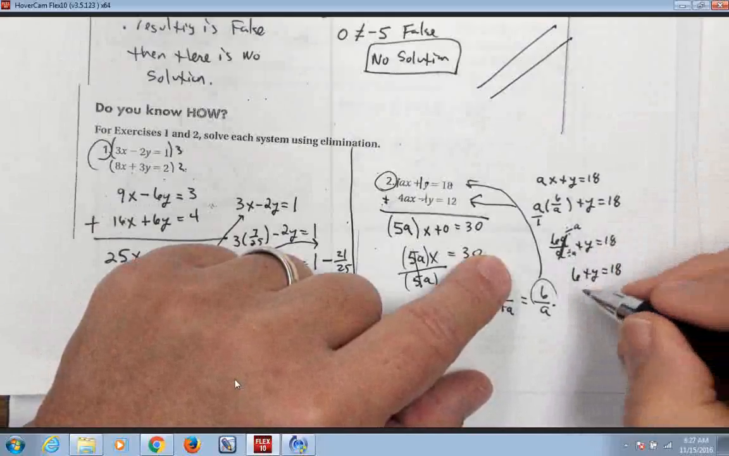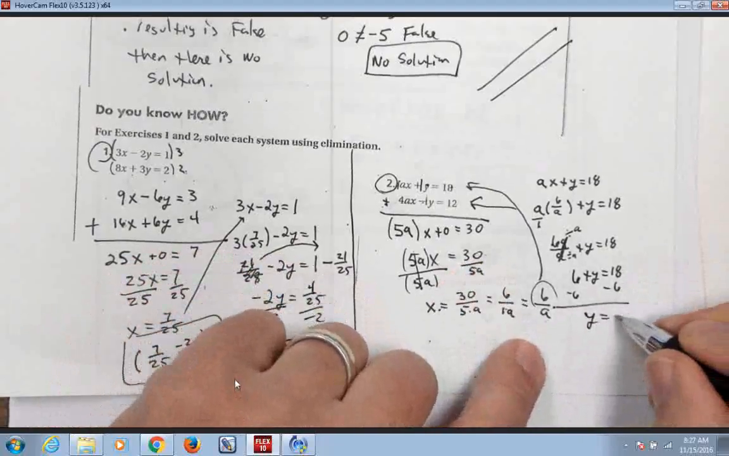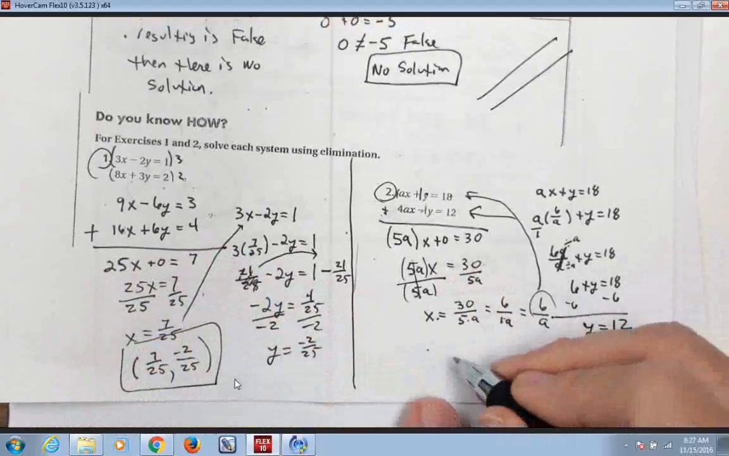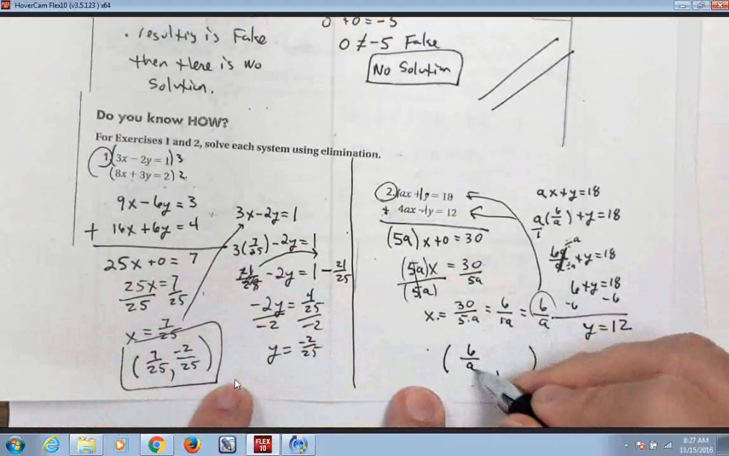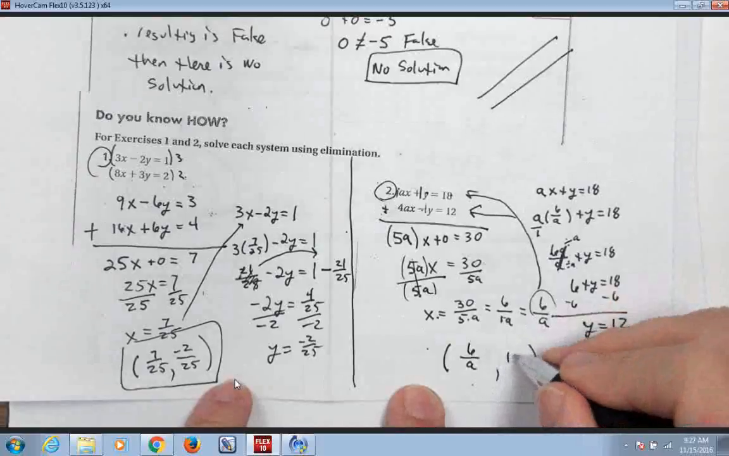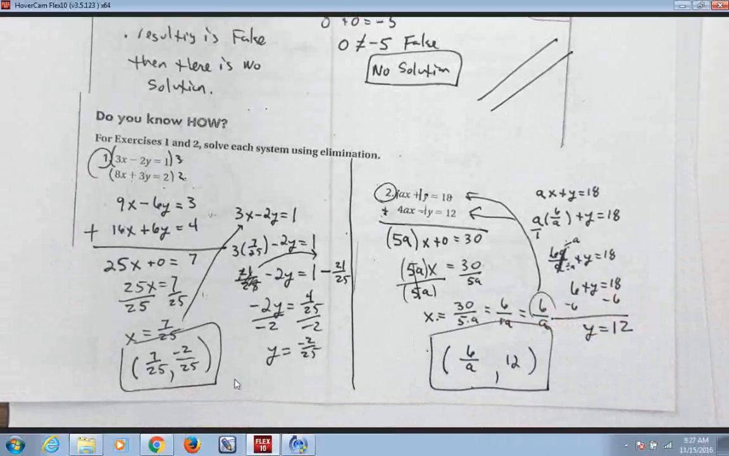So how do I get the y by itself? Subtract 6, subtract 6, so y is equal to 18 minus 6, which is 12. So what's my solution to this? What is x? 6 over a. And what is y? 12. That's a little bit more of a confusing problem. I don't think you'll see one like that on the ELC.